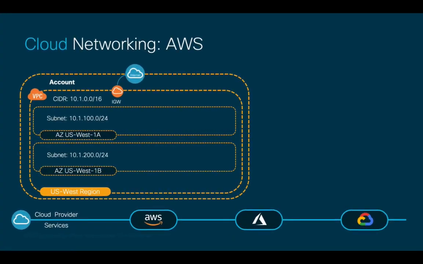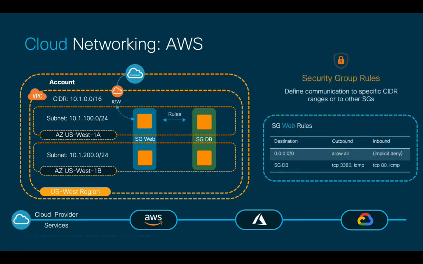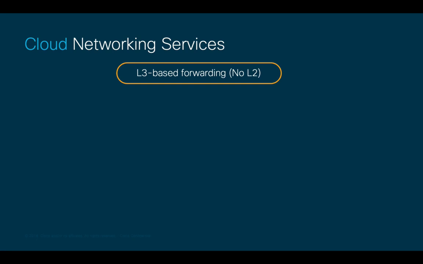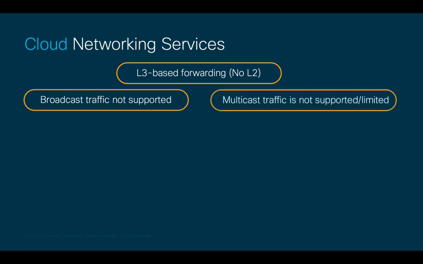If we take a look at this diagram taking AWS as reference, instances in the web security group will have free communication between them, while communication from the web security group to the database security group, or even the internet, will require specific rules to be manually defined by the administrator. It is important to mention that cloud networking services are entirely based on Layer 3, meaning that there is no Layer 2 forwarding configurations, such as VLANs, broadcast traffic is not supported, and multicast is either not supported or limited depending on the cloud provider you use.